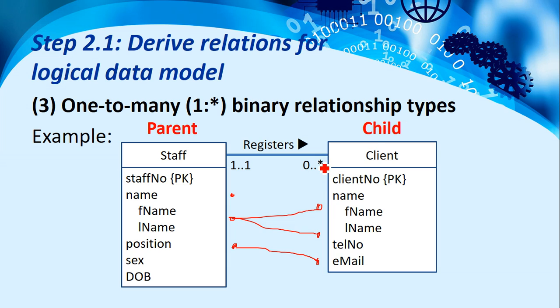So if let's say the asterisk is here and it's zero to many, then this is the child. But in this example, the asterisk is on the right side. So I am talking about this one. Since the asterisk is on the many side, the child is the client.